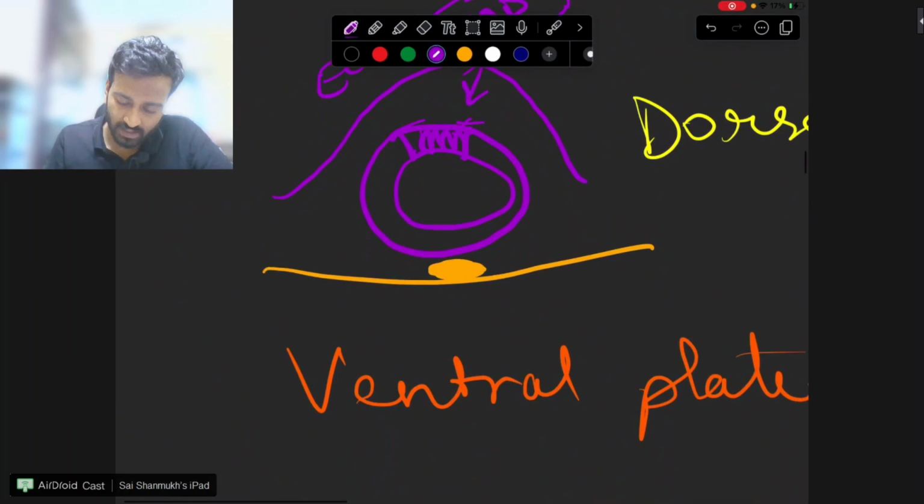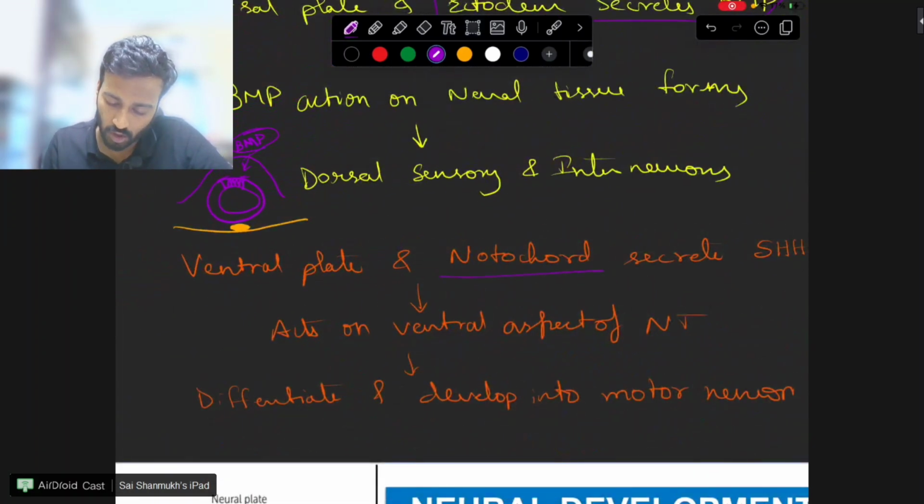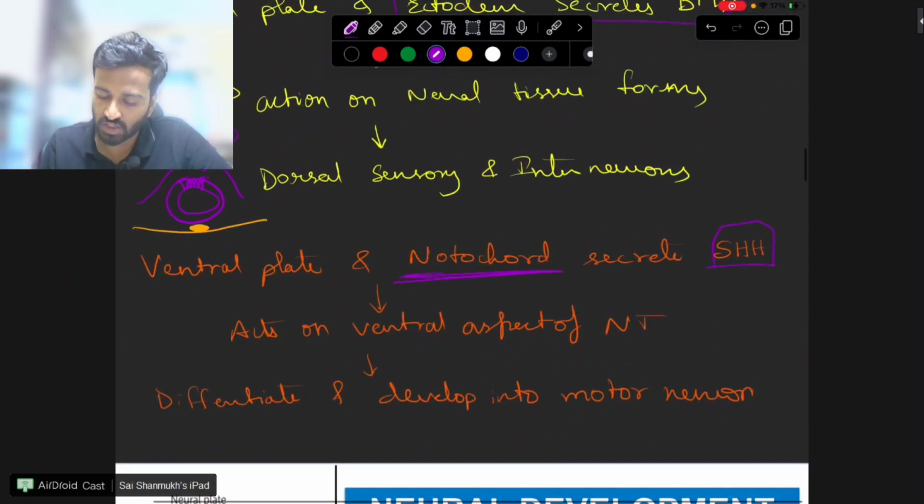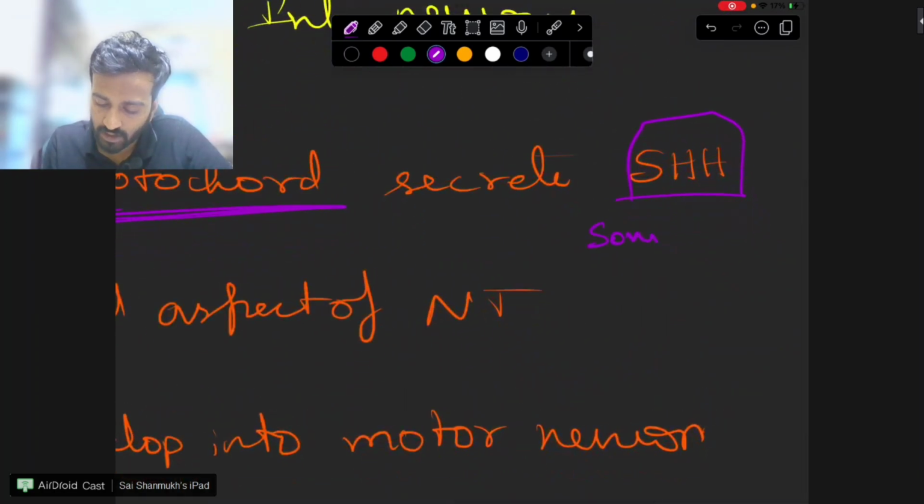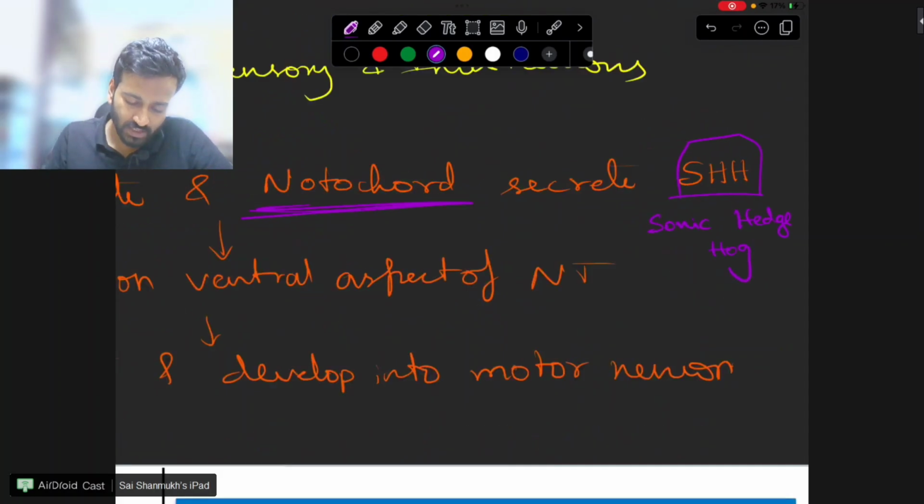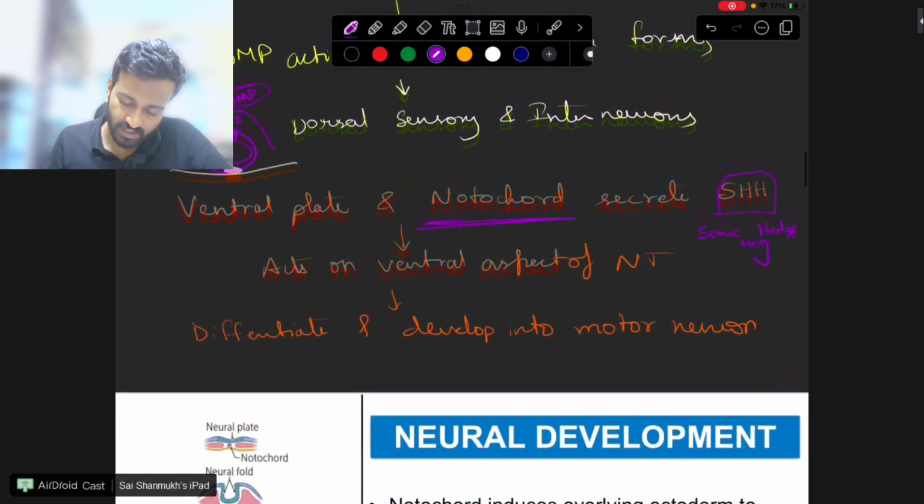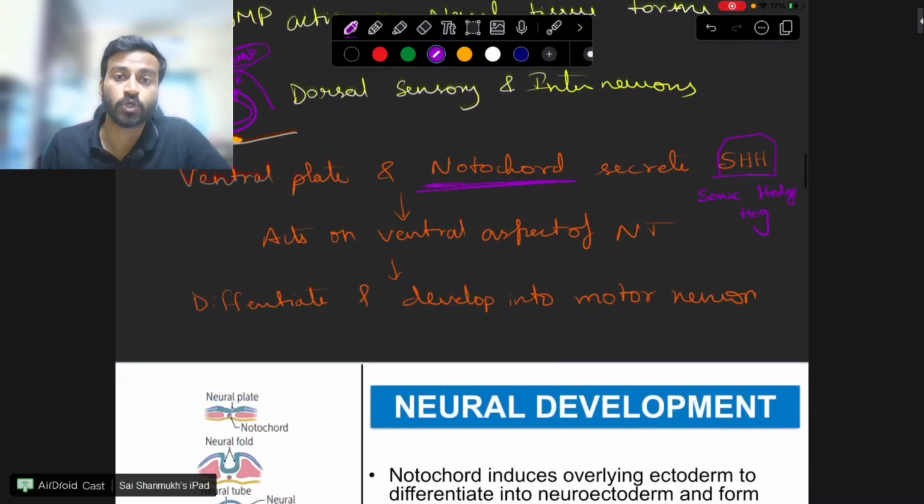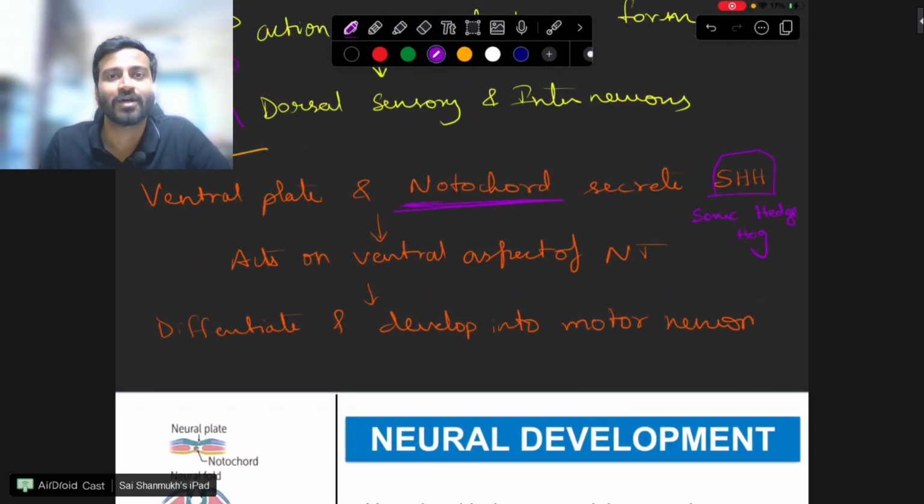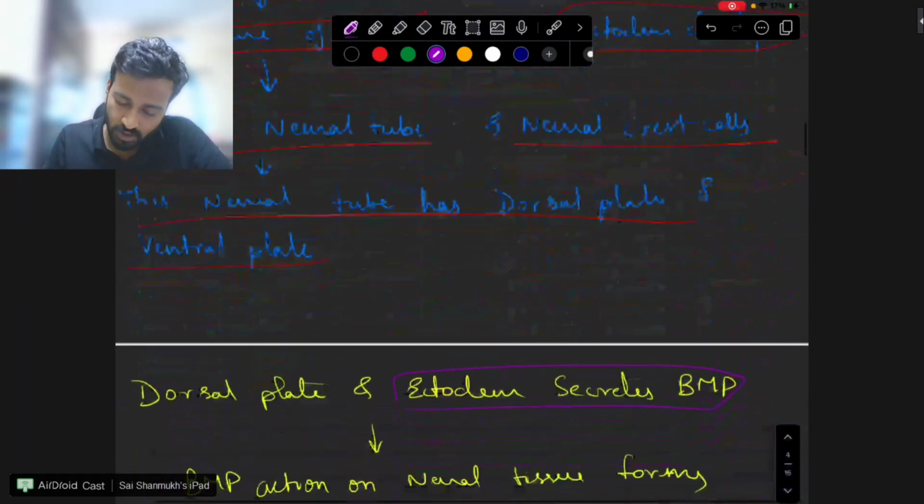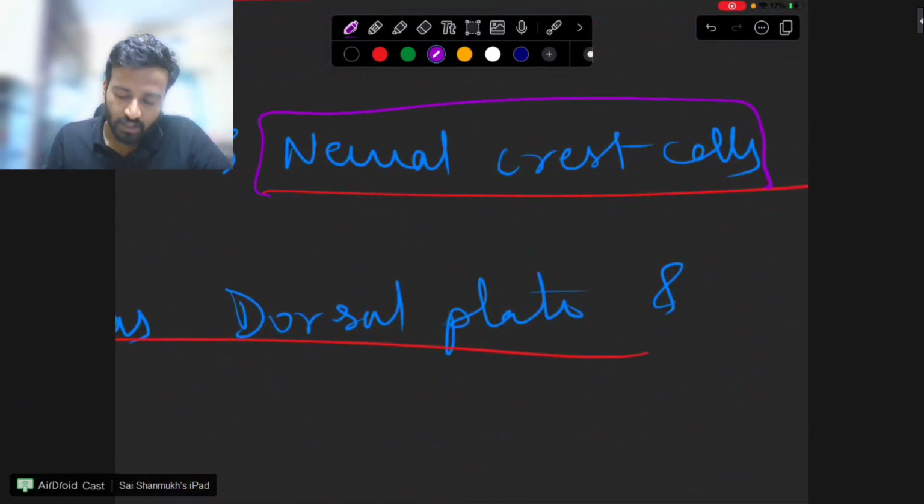As on the ventral side, what is happening? The ventral plate and notochord secrete SHH, which is nothing but sonic hedgehog protein. This acts on the ventral aspect of the neural tube and differentiates and develops into the motor neuron. So this is very important to understand. For the formation of neural crest cells, you should have an intermediary signal of both BMP as well as the sonic hedgehog protein.